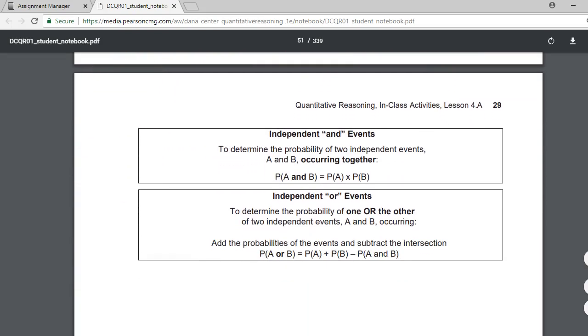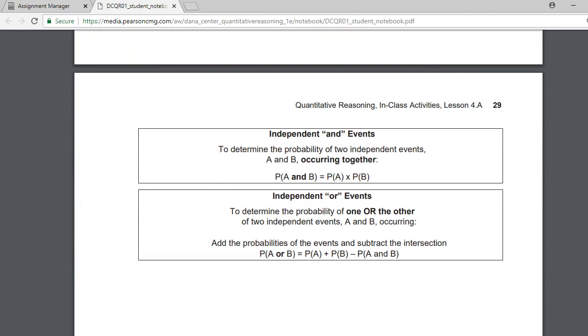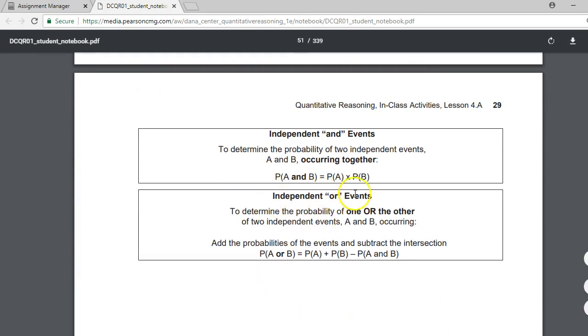Make sure you have this set of information memorized. It's the independent "and" and independent "or," and memorize these formulas and what they mean.